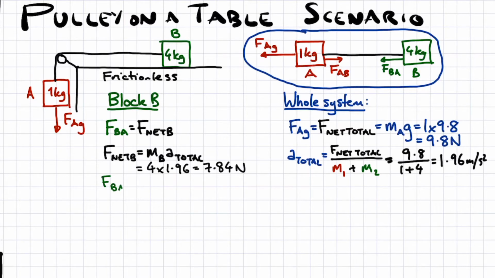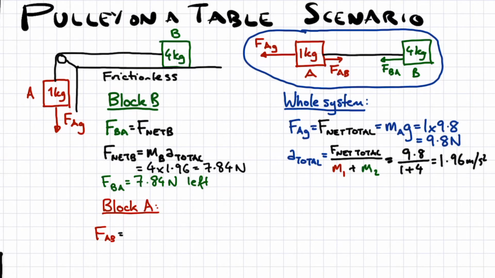So we've got 4 kilos on B, and we know it's accelerating at 1.96 meters per second squared. So we know that B must have been pulled with a force of 7.84 newtons. So the force, therefore, or the tension force, or the force on B due to A, is 7.84 newtons to the left.